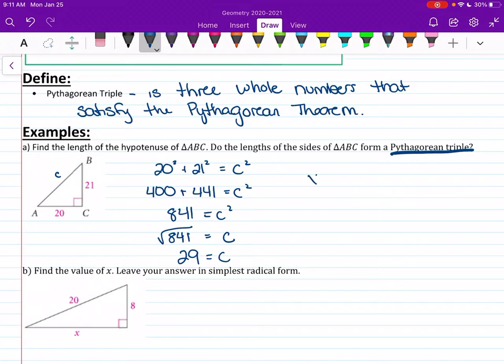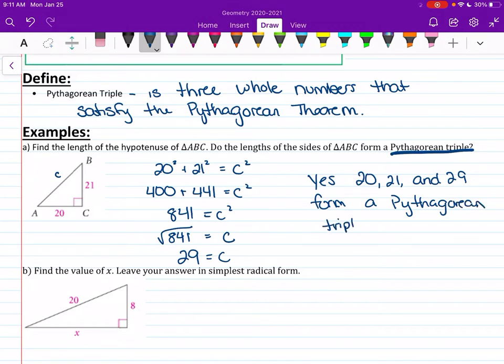And so my answer would be yes. 20, 21, and 29 form a Pythagorean triple. Okay, and that's because they are whole numbers. So if I got 29.5 as c, then no, it would not form a Pythagorean triple.